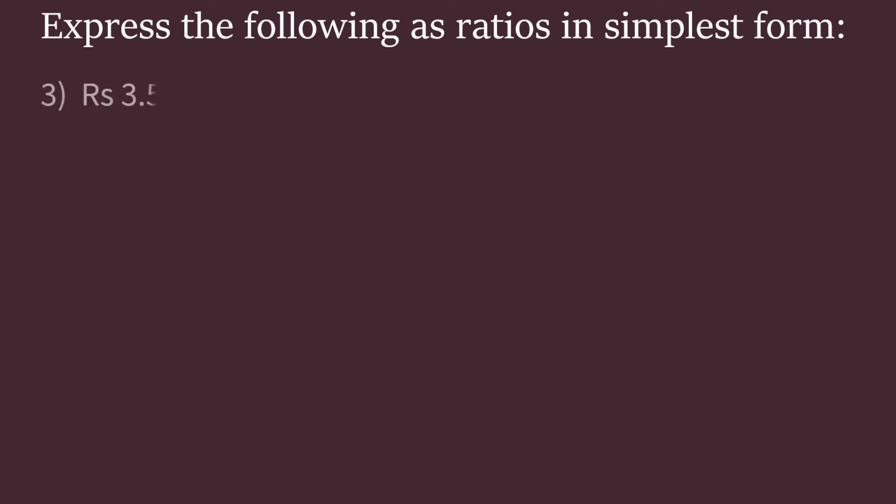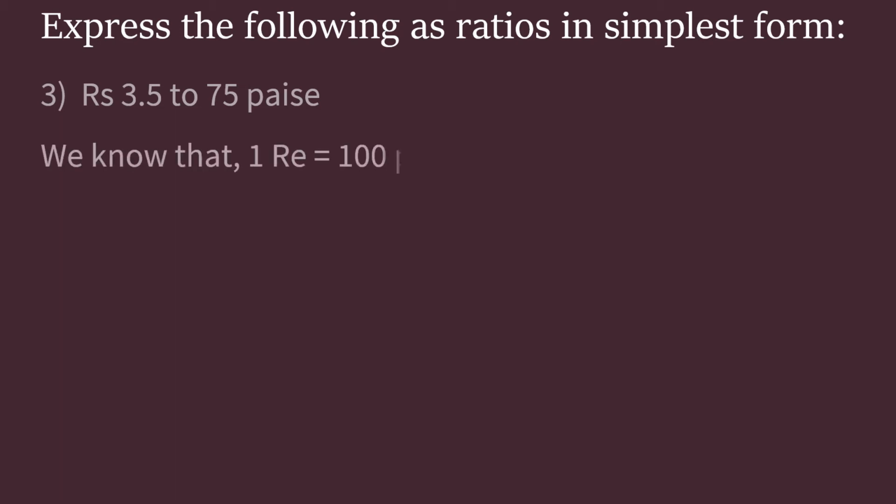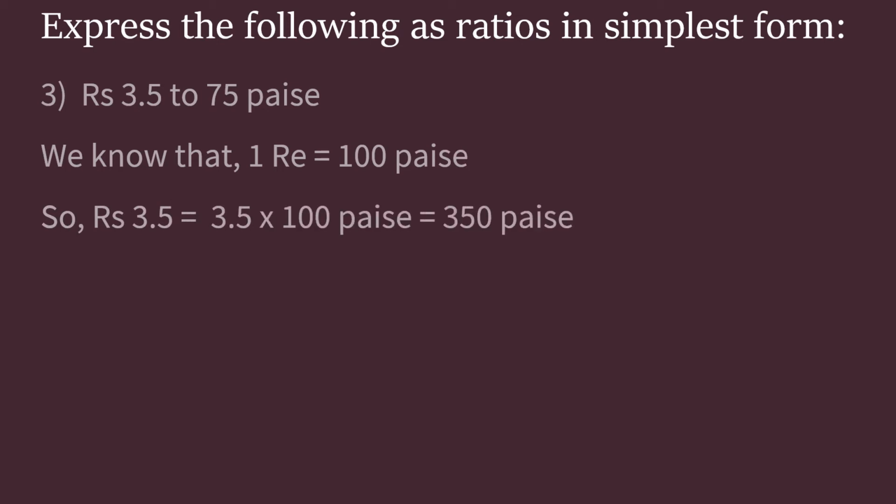Rupees 3.5 to 75 paisa. See, rupees and paisa both are different units. We can only compare the ratio when both quantities are in same unit. So let's convert rupees into paisa. We know that 1 rupee is equal to 100 paisa. So rupees 3.5 is equal to 3.5 multiplied by 100 paisa, which is equal to 350 paisa.